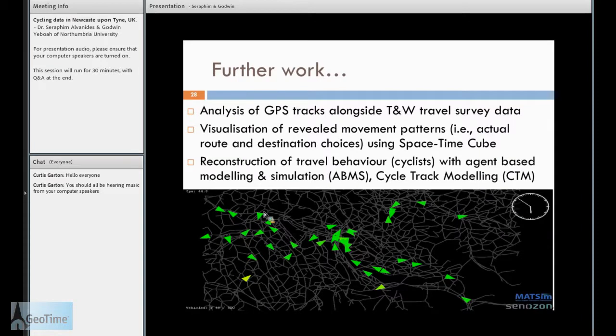Okay, thank you, Seraphim. So as part of further work, we hope to explore the collected data alongside Tyne and Wear travel survey data and other data that we will find available. Also, considering other functionalities that GeoTime offers, we hope to explore the best ways of visualizing the data, as well as reconstructing cyclist travel behavior using agent-based modeling and simulation techniques.